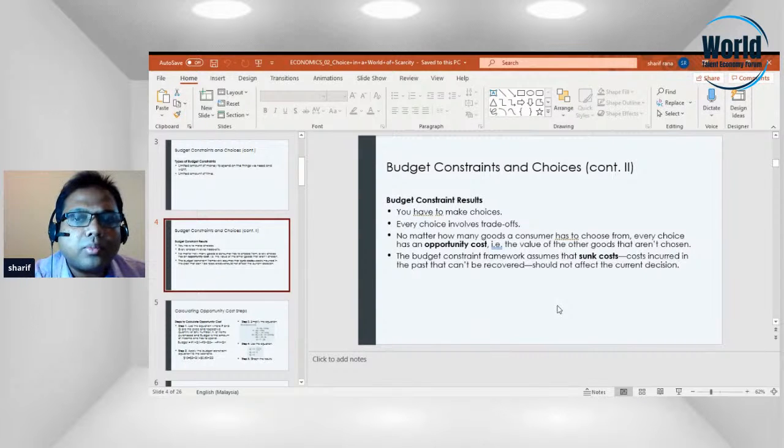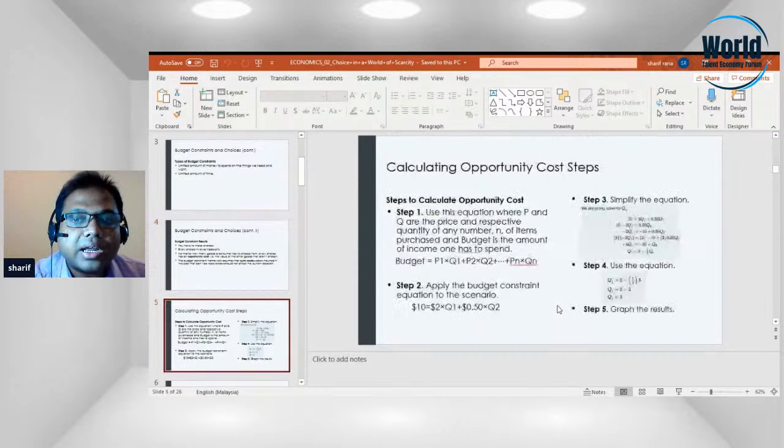The budget constraint framework assumes that sunk cost, incurred in the past and which cannot be recovered, should not affect current decisions.